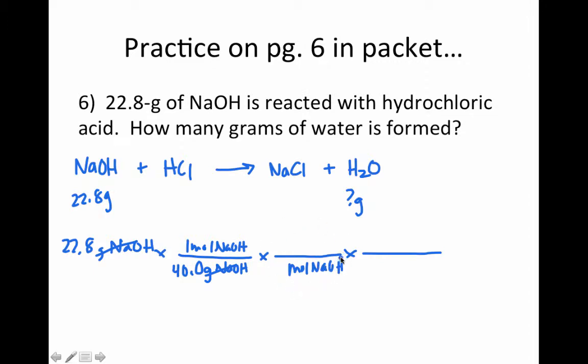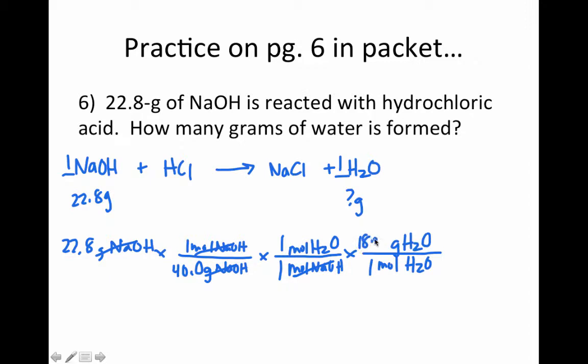This is my mole ratio step. So this is where I go from moles of sodium hydroxide to moles of water. The ratio in this case, it's a 1-to-1 ratio. You still have to include that step even when it's a 1-to-1 ratio. Then I'm going to convert from moles of water to grams of water.